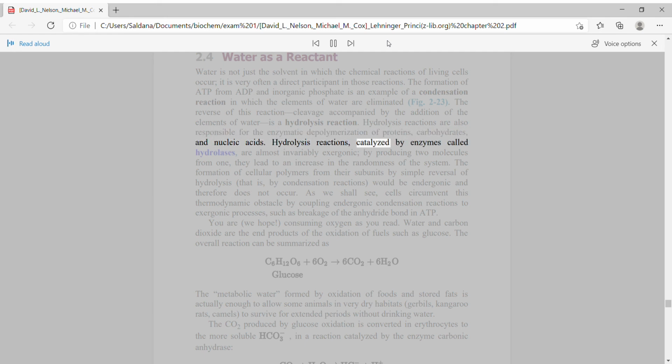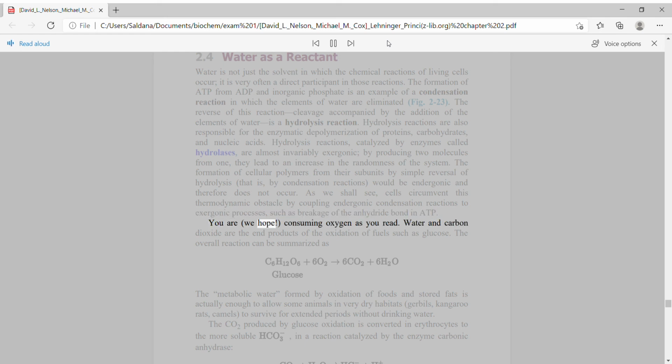Hydrolysis reactions, catalyzed by enzymes called hydrolases, are almost invariably exergonic. By producing two molecules from one, they lead to an increase in the randomness of the system. The formation of cellular polymers from their subunits by simple reversal of hydrolysis, that is, by condensation reactions, would be endergonic and therefore does not occur. As we shall see, cells circumvent this thermodynamic obstacle by coupling endergonic condensation reactions to exergonic processes, such as breakage of the anhydride bond in ATP.